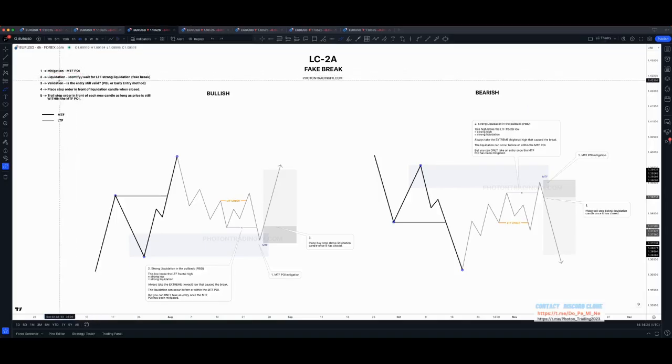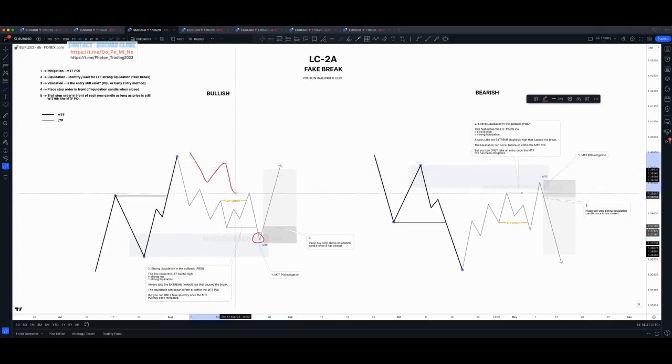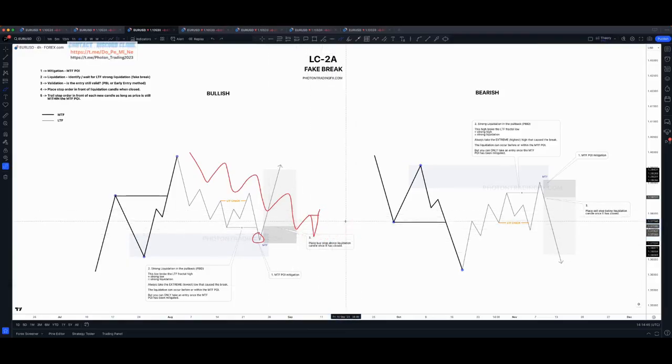Mitigation of your medium time frame POI. Liquidation. So either find one if there has been one, in this case there has. If you get the mitigation and you can't see one, I can imagine price just comes down like this. There's no strong liquidation, then you simply wait. And what will happen is you'll usually get a bullish shock. Then you wait for this low to get liquidated, okay? And now we have the entry because we have the mitigation and the liquidation.